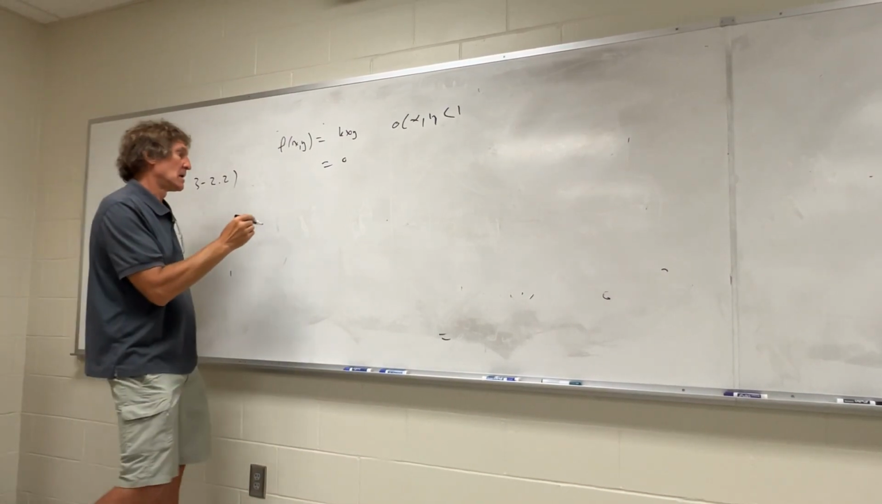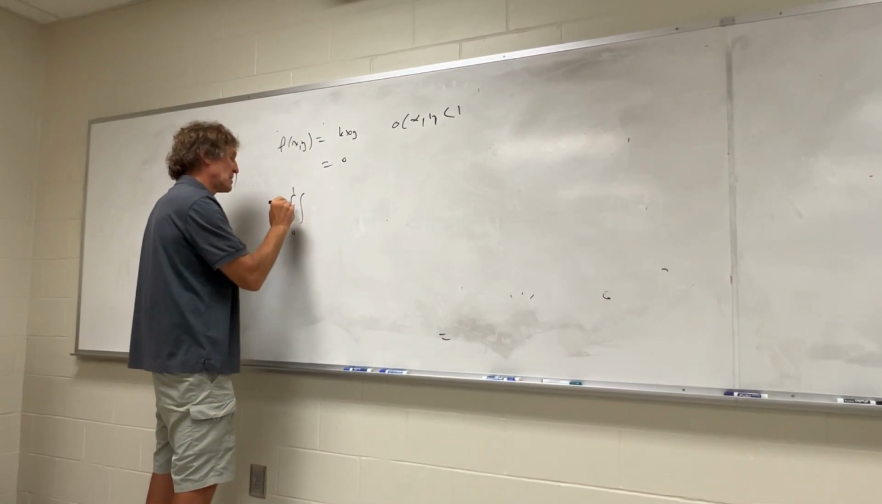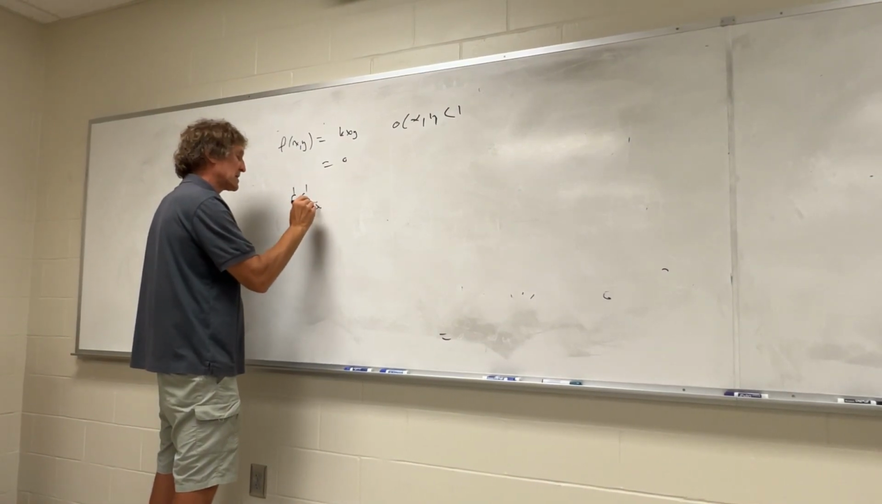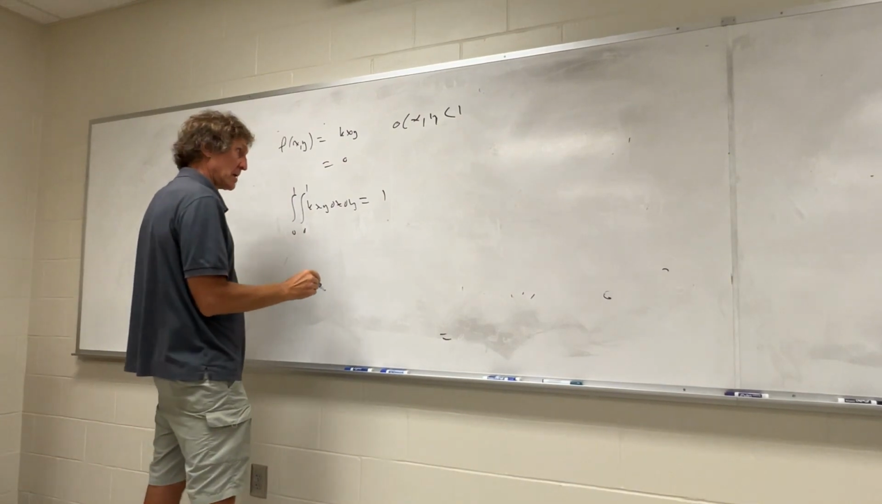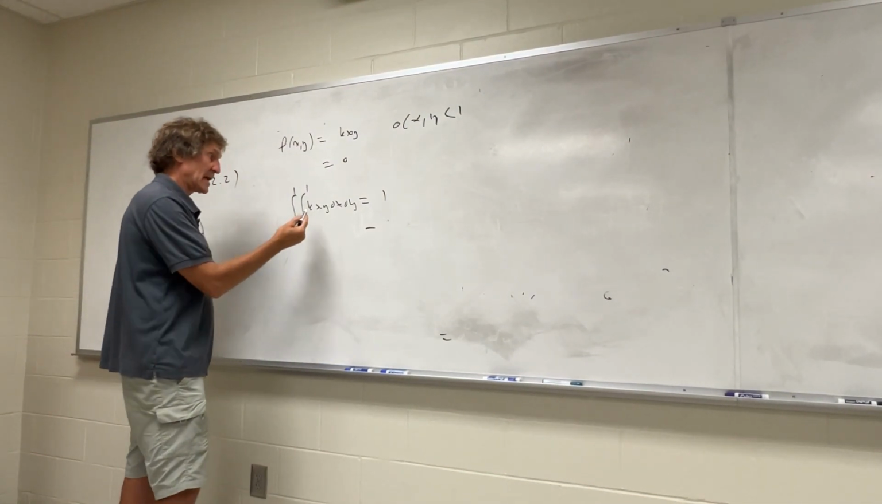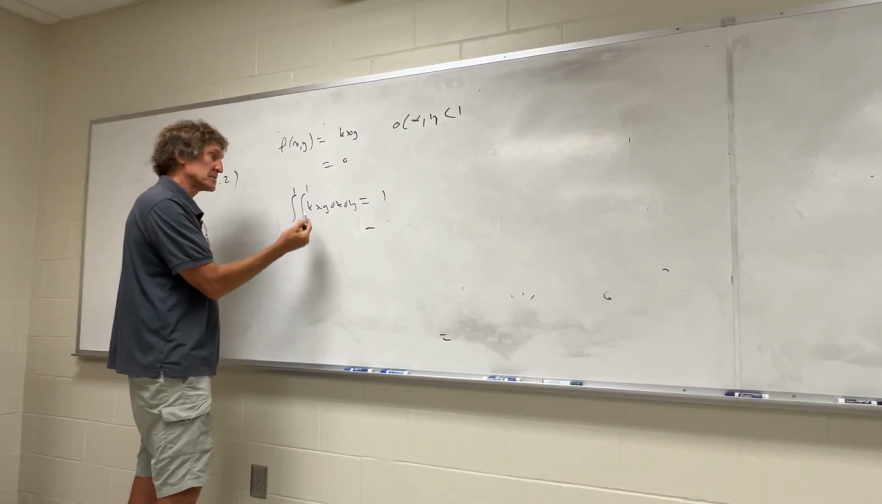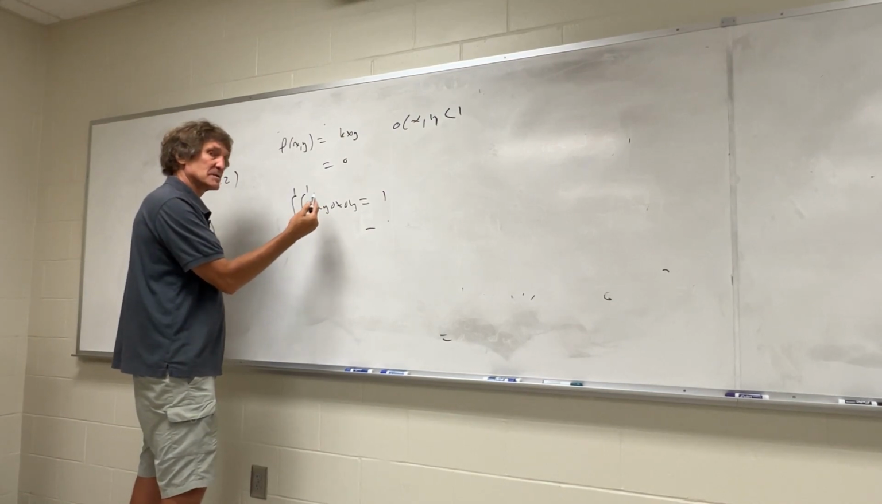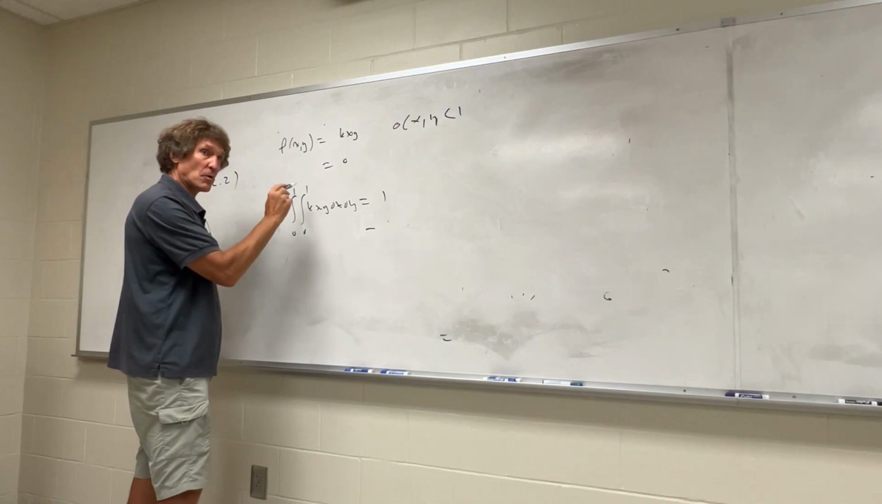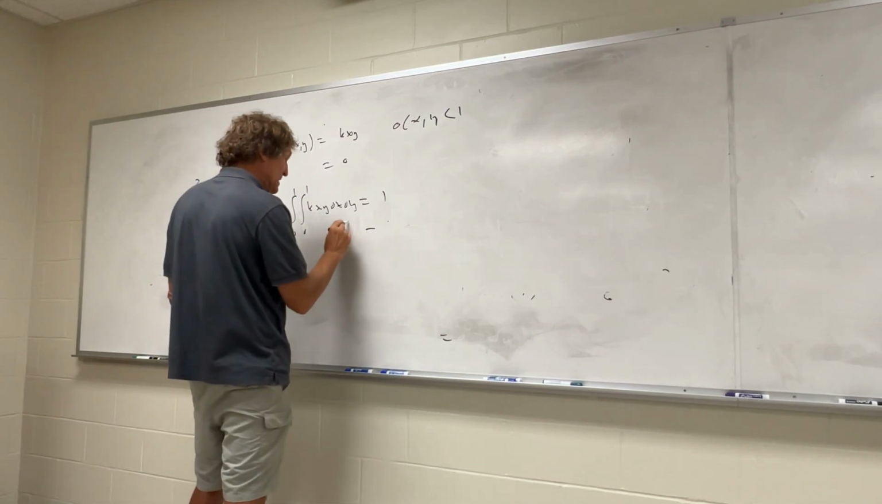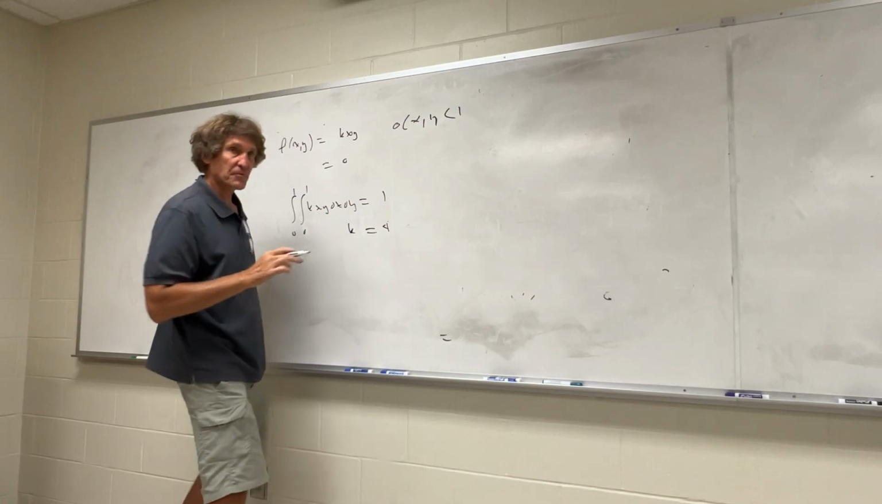Double integral from 0 to 1 of k x y dx dy equals 1, right? What do you get? Integrate x, you get x squared over 2 from 0 to 1, which is 1/2. y dy is y squared over 2 from 0 to 1, which is 1/2. Therefore, 1/4 times k is 1, or k is 4.